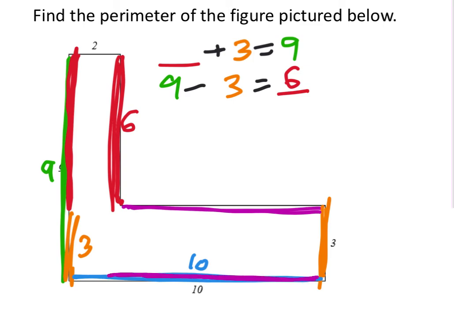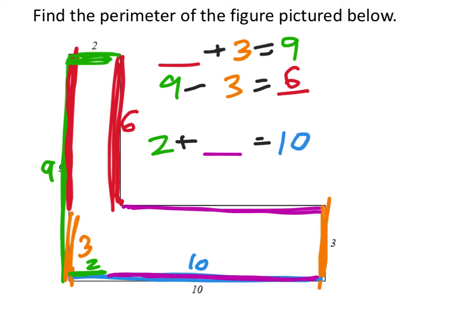What we get then is at the top, I guess I'll use green. This green right here is 2. And that's what's left right there. That's 2 right there. Okay, so in other words, the green side length of 2 from the top, I would add that to the purple side length, which I don't know, in order to get the blue side length, which is 10.